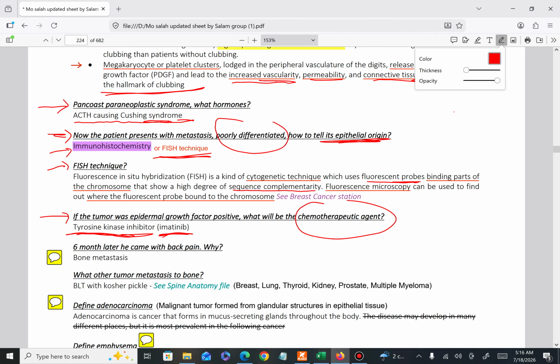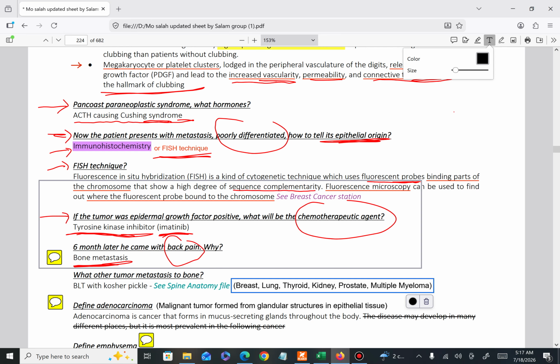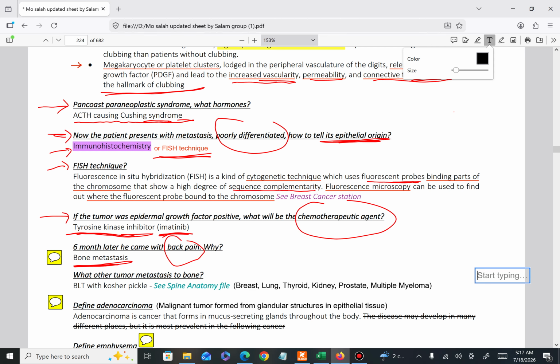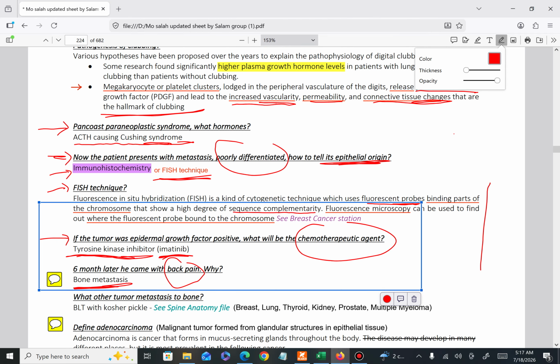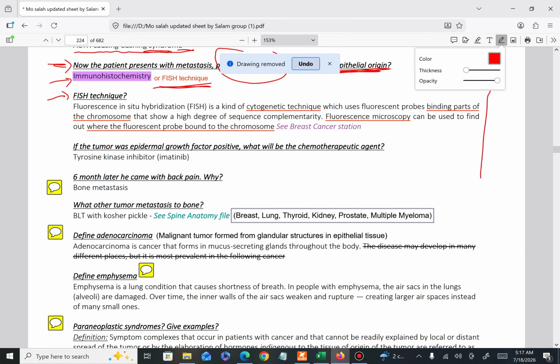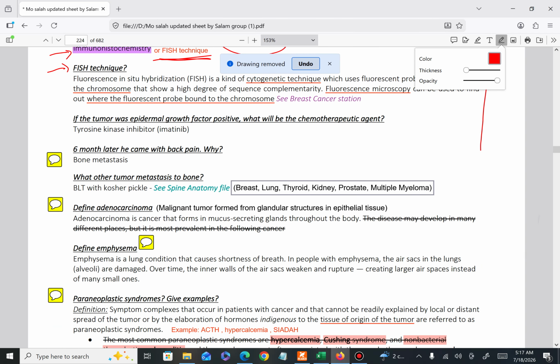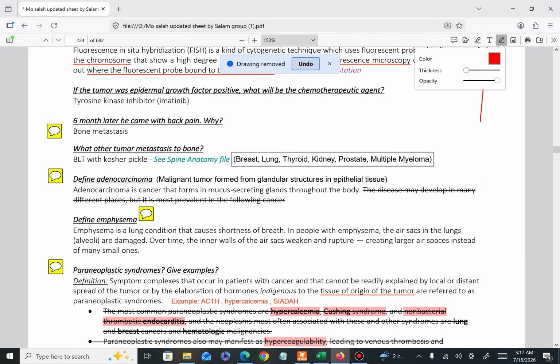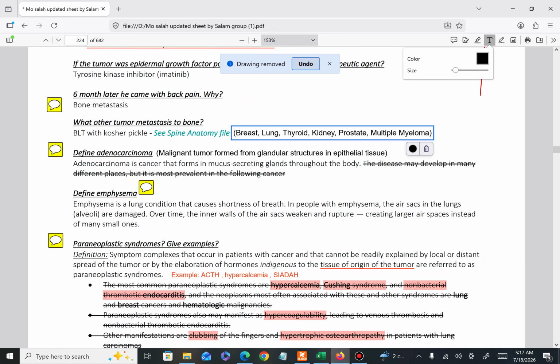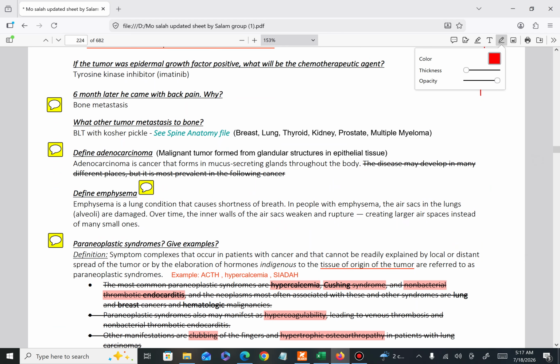6 months later he came with back pain. Why? So due to bone mets. What other tumor has metastasis to the bone? So breast cancer, lung cancer, thyroid cancer, prostate cancer, and multiple myeloma. So these are the carcinomas which spread to the bones: breast, lung, thyroid, kidney, prostate, and multiple myeloma.